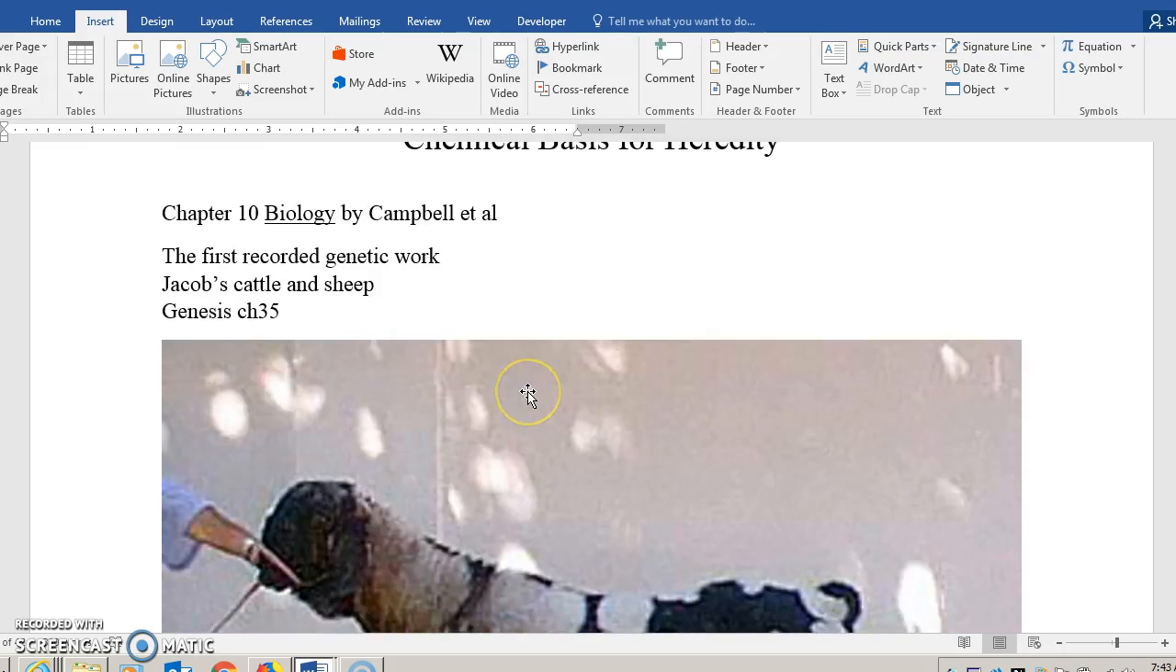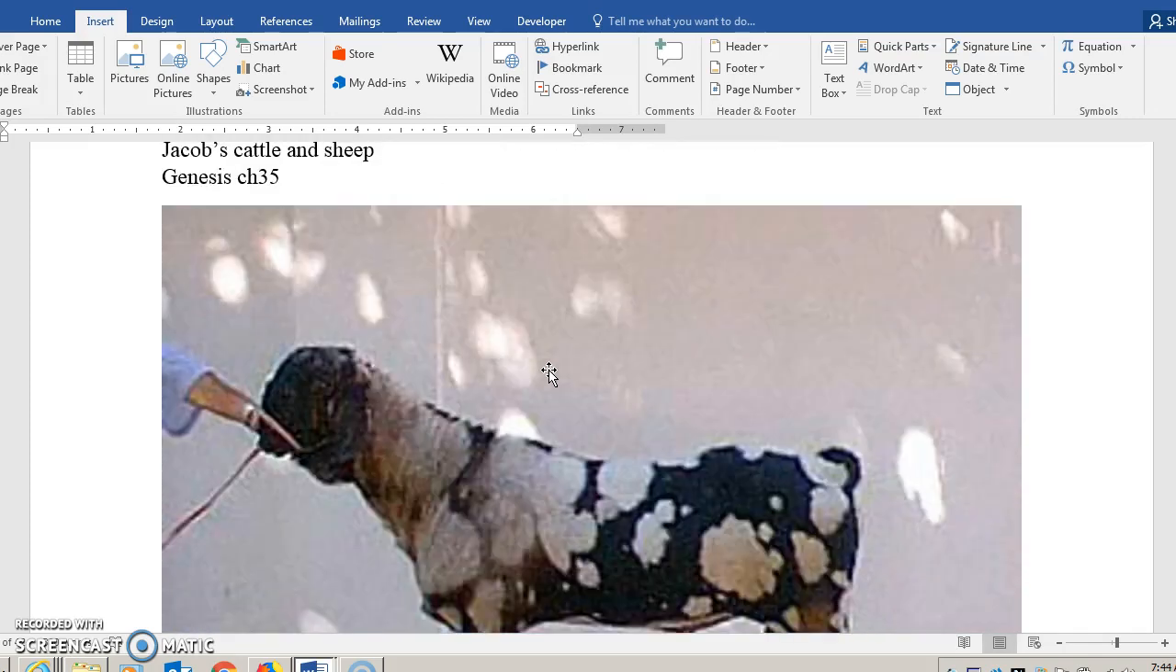Some think that while he was out in the fields, he would have watched the goats and the sheep and the cattle breeding and noticed the offspring. And that's something that people naturally do when they're involved with artificial selection or breeding of animals. And even with humans, we tend to look at offspring, sons and daughters, and try to compare to the parents the physical similarities.